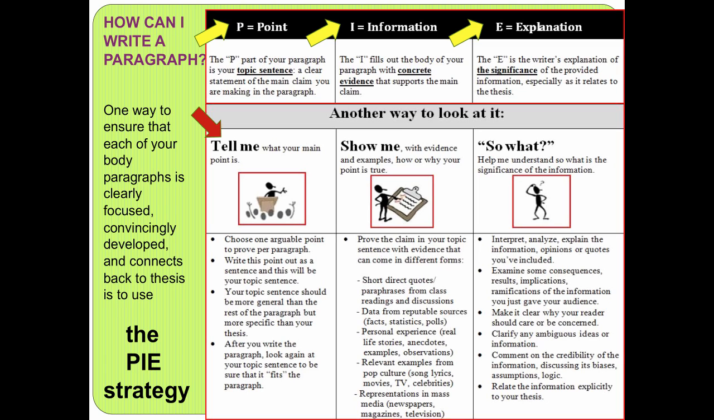Tell me what your main point is. Choose one arguable point to prove per paragraph. Write this point out as a sentence, and this will be your topic sentence. Your topic sentence should be more general than the rest of your paragraph, but more specific than your thesis. After you write the paragraph, look again at your topic sentence to be sure it fits the paragraph.